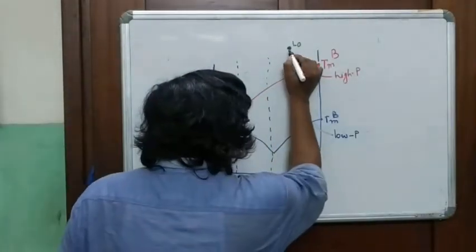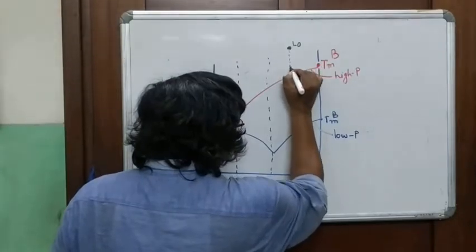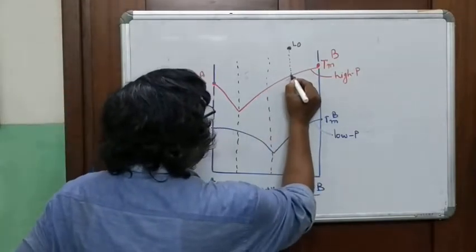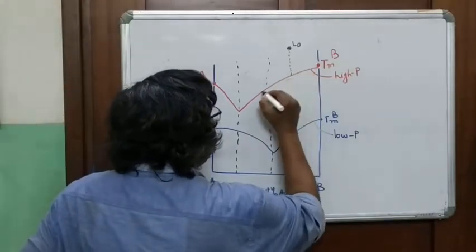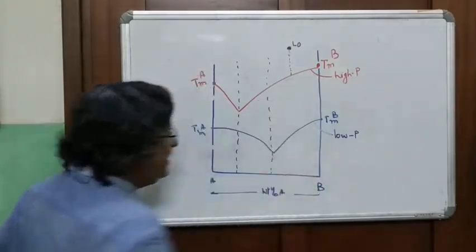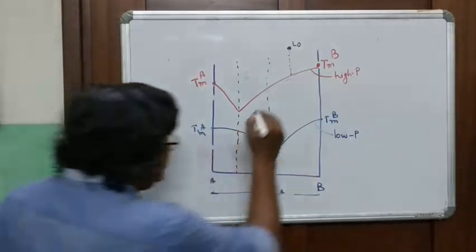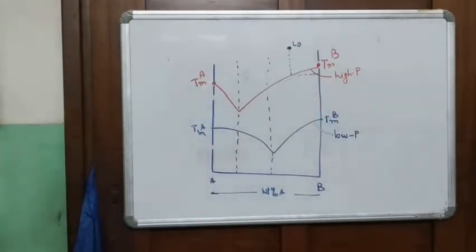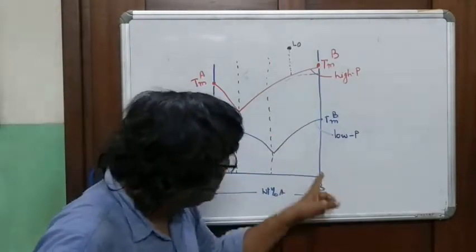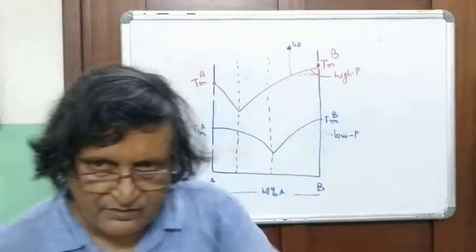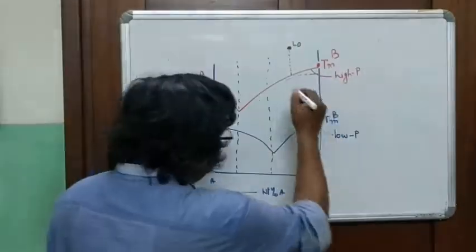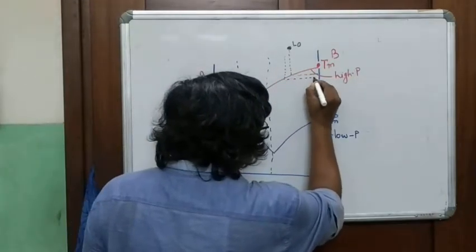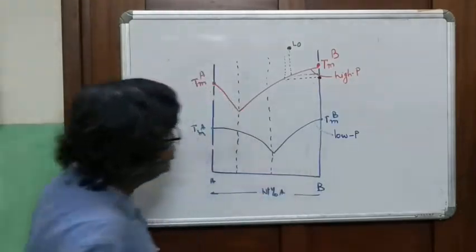So as the liquid is cooled, at this point, the temperature of the melt coincides with the liquidus of B at high pressure. So immediately from this point, solids will start to crystallize. Solid means here B will start to precipitate. And as B precipitates, as we know, the liquid composition moves here and you have more solid B.